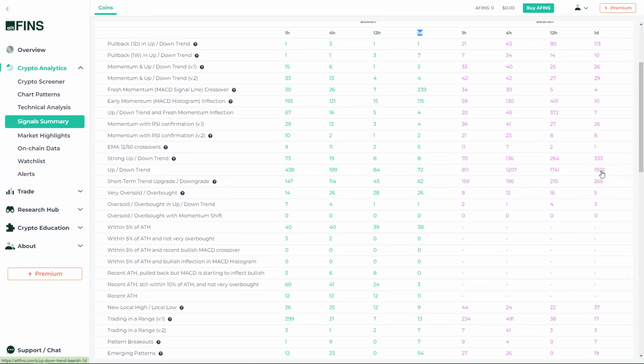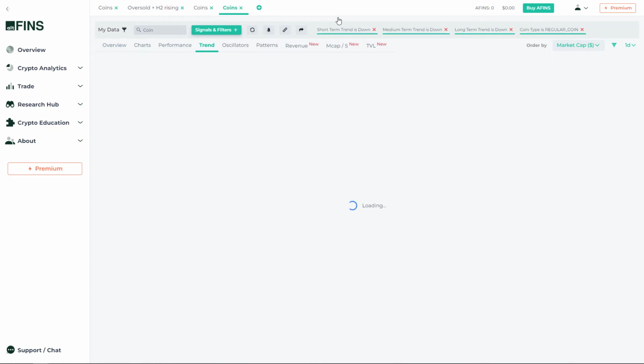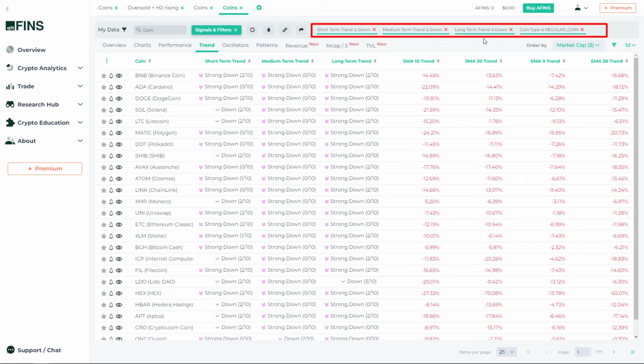Now, let's go ahead and look at those that are in a downtrend. You can check that by clicking on the trend tab. Right here, you have the filter definition, the market scan definition. It says, show me all the assets that are in a downtrend on the short-term, medium-term, and long-term basis. And here they are. Some of them are in a strong downtrend. Some of them are just in a normal downtrend.